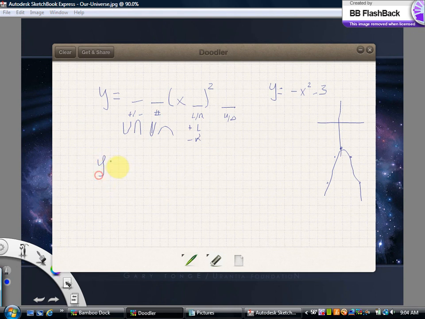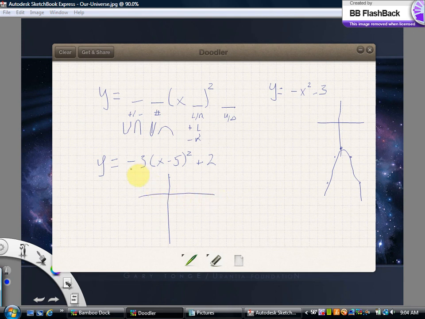Okay, another one. Y equals, we'll put in everything this time, negative 3x minus 5 squared plus 2. So this is a souped up vehicle. It's got all the bells and whistles on it, like my wife likes.